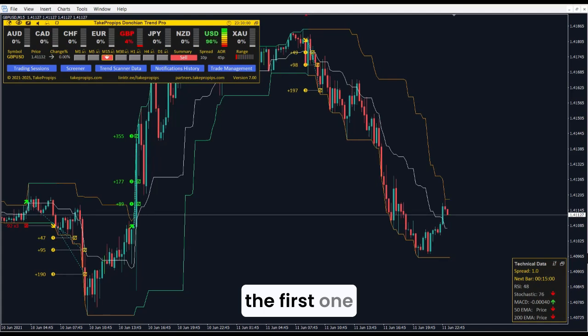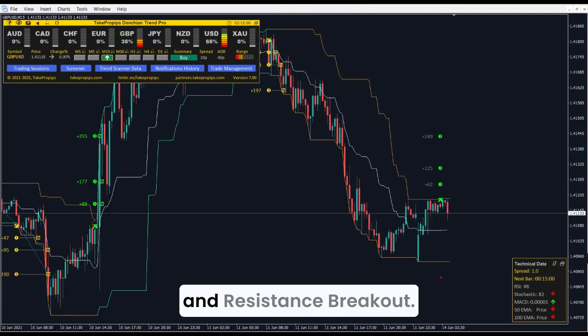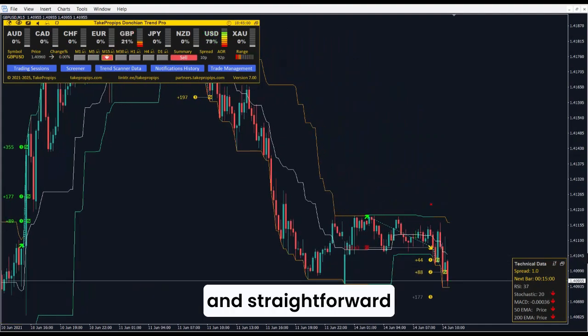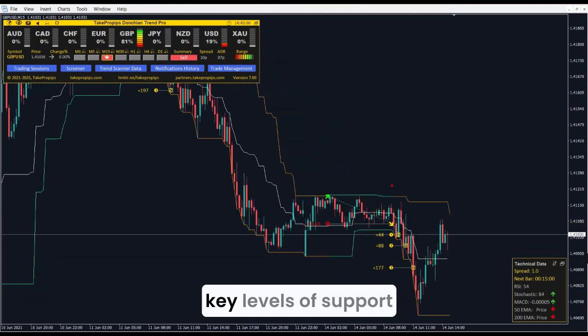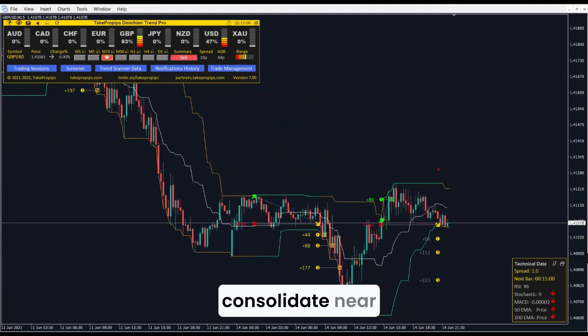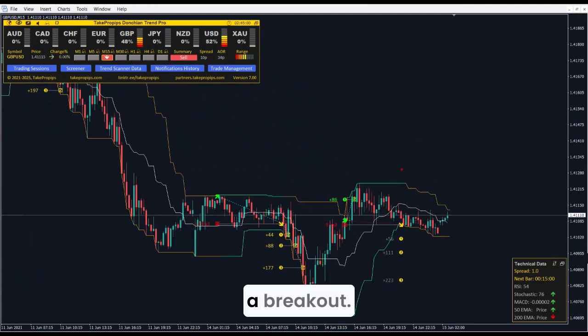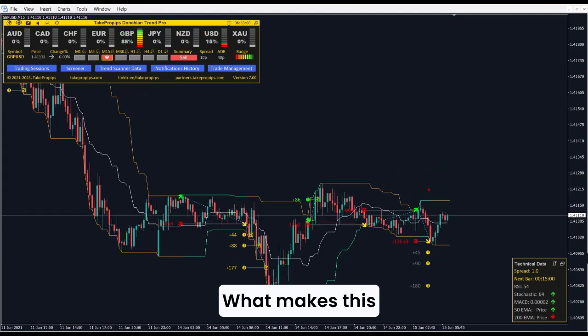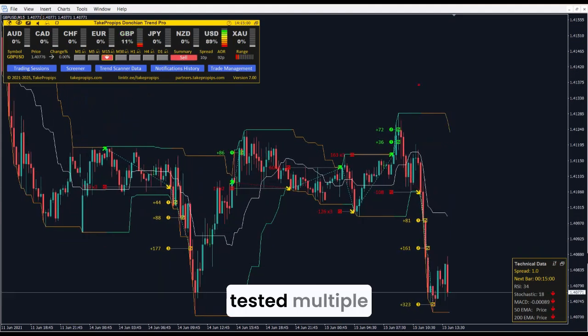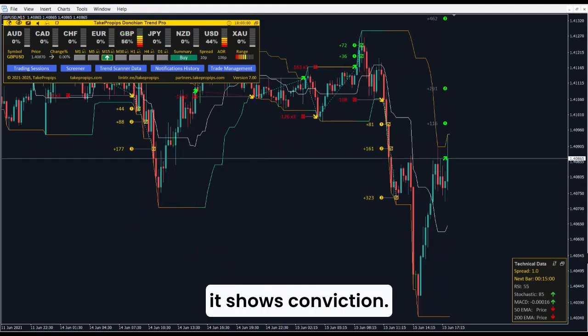Let's start with the first one, the classic support and resistance breakout. This is the most popular and straightforward method. You identify key levels of support and resistance, wait for price to consolidate near these levels, and then look for a breakout. What makes this powerful is confluence. If price breaks a level that has been tested multiple times, it shows conviction.